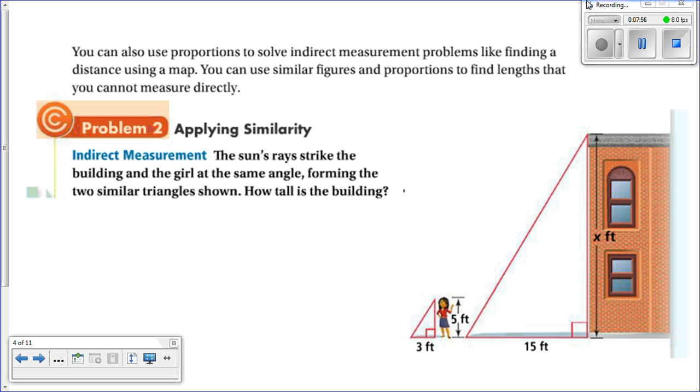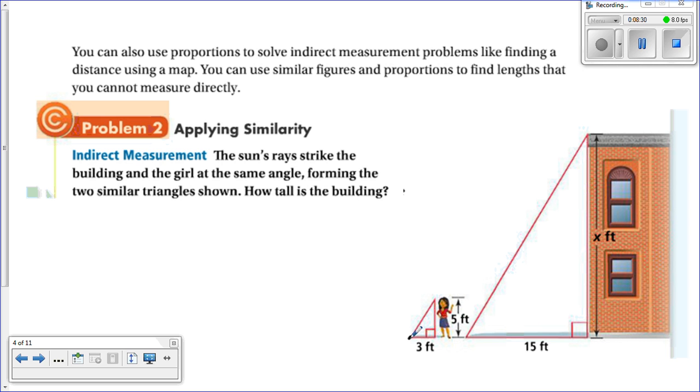Next slide. So we can use these proportions for what they're calling indirect measurement problems, okay? What we're looking at here is the way that the sun strikes a building and a girl at the same angle. And what we've done is we've formed two similar triangles. So here's a triangle and here's another triangle, and they're similar. We know that the distance from here to the girl's feet is 3 feet, and from here to the building's bottom is 15 feet. We know that the girl is 5 feet tall. We're wondering how tall is the building.